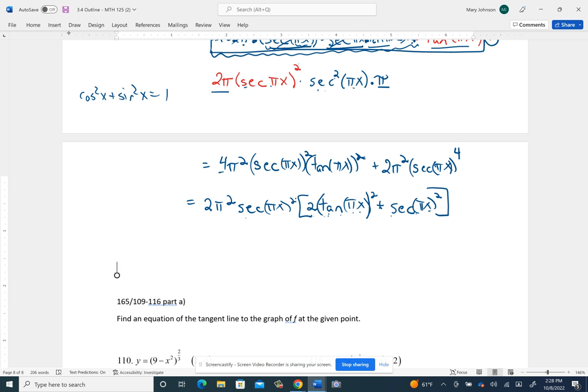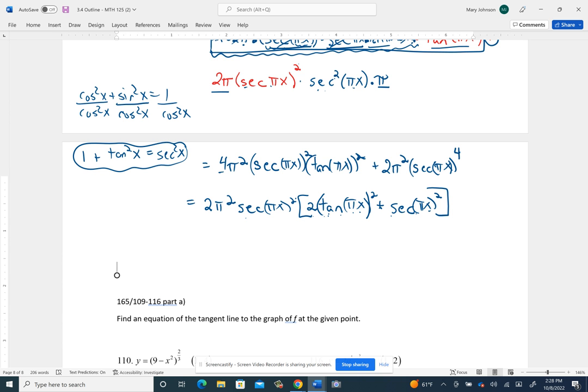I want to remember what the identity was that related tangent and secant. So if I divide sine squared x by cosine squared x, I'd get a tangent. So let me divide everywhere by cosine squared x. And that'll give me the other identity, another Pythagorean identity. It's 1 plus tan squared x equals, and 1 over cosine is secant, so secant squared x.